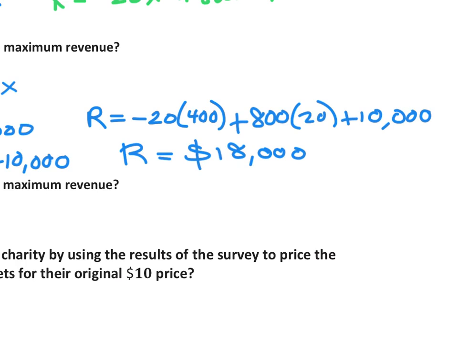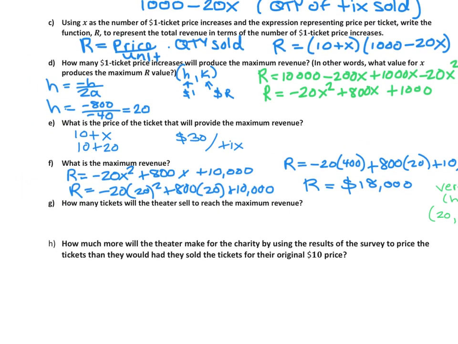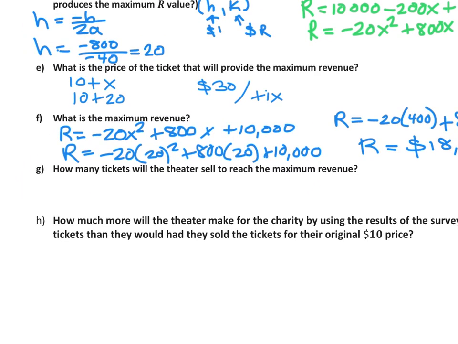Another way to think about this is in terms of the vertex. Our vertex is our maximum point on this function, h comma k, and our h is 20 $1 increases over the $10, and our output is 18,000. That's our vertex.